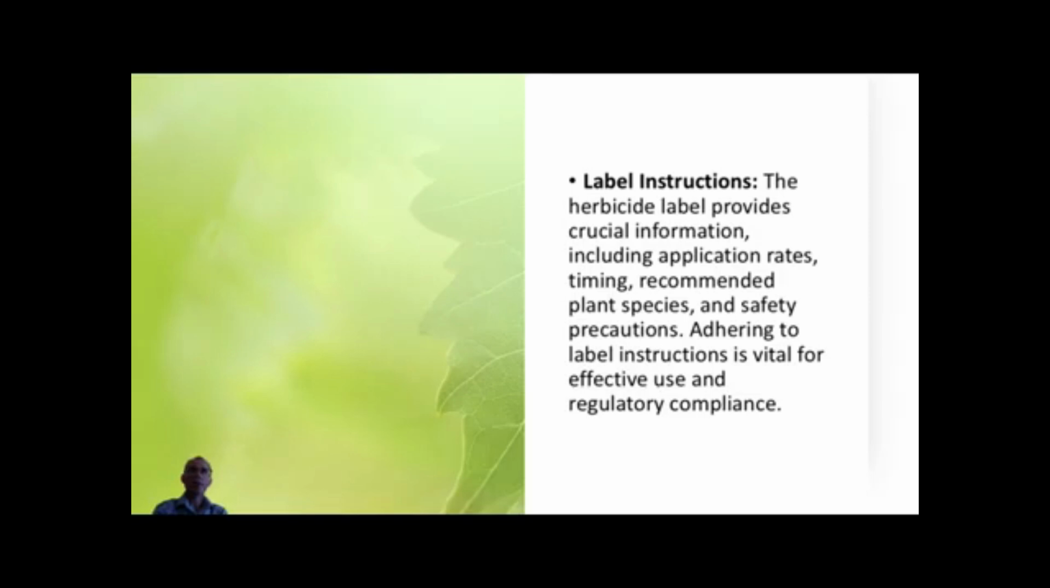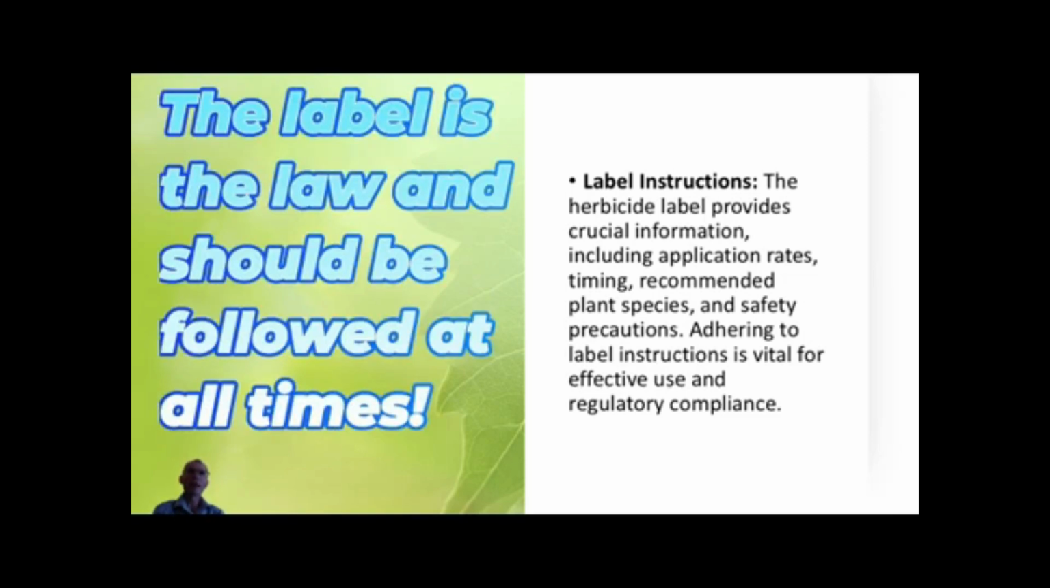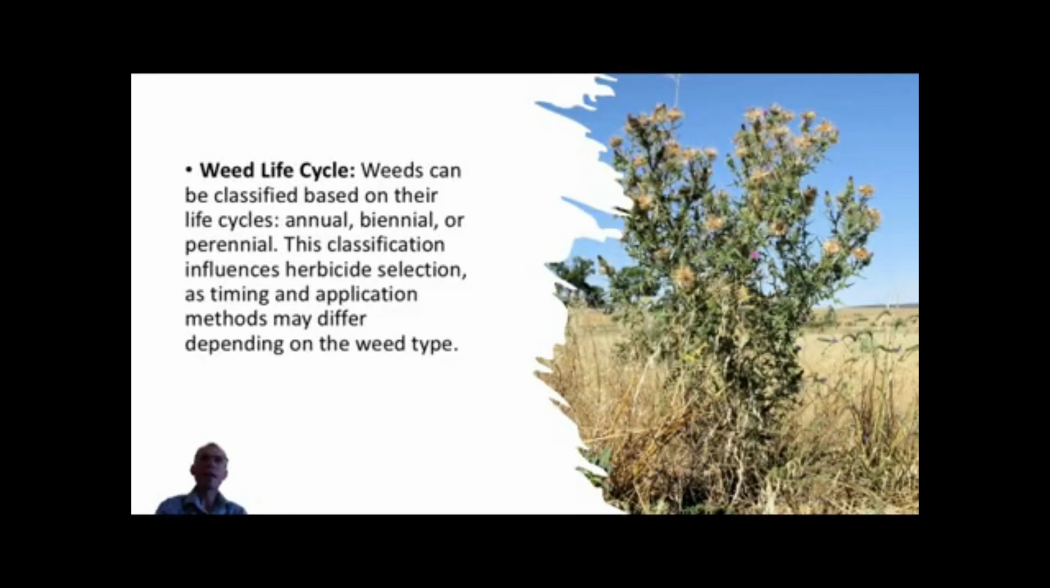Label instructions. The herbicide label provides crucial information, including application rates, timing, recommended plant species, and safety precautions. Adhering to label instructions is vital for effective use and regulatory compliance. You'll hear regularly in the pesticide industry that the label is the law and it should be followed at all times. Weed life cycle.